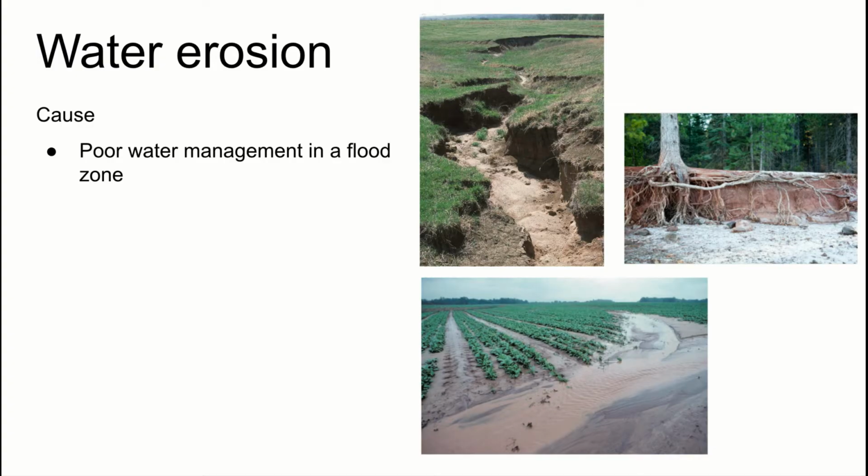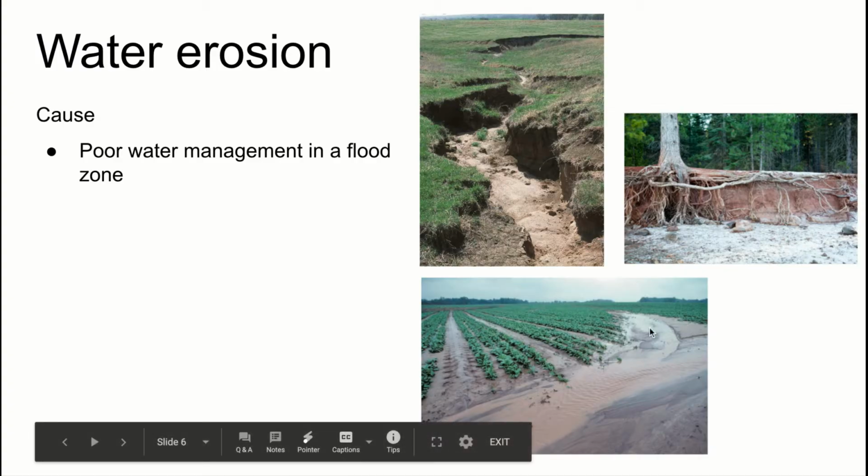Even if we're planting in a flood zone, we can do a better job of setting up our irrigation systems and our drainage systems to maximize our drainage if we're in a flood zone. You can see here, this is in Tennessee. This is in a fairly rainy region of the United States. And this field does not have a good drainage system.